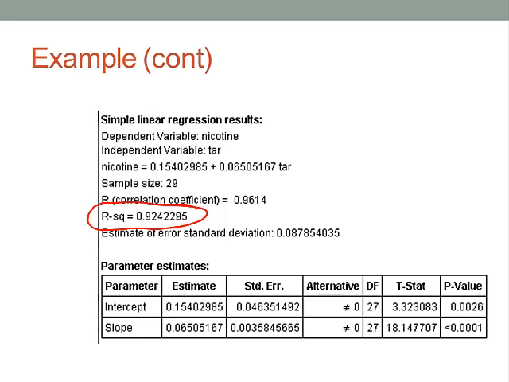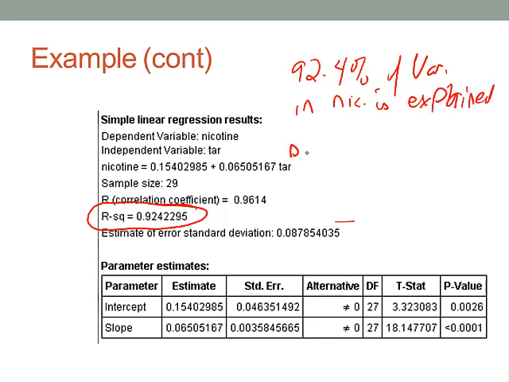Okay, welcome back. So what does r squared mean here? It means that 92.4% of the variability in the nicotine, in the y, so 92.4% of variability in the nicotine level is explained by variability in tar content. In other words, 92.4% of variability in nicotine level is explained by the linear model, another way to think about that. But I like this way better.